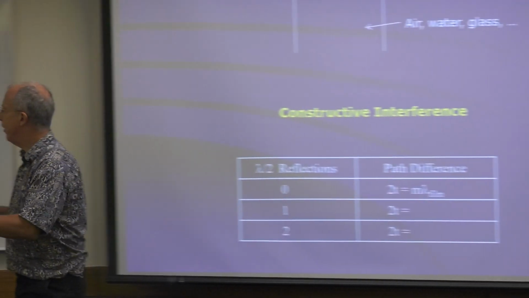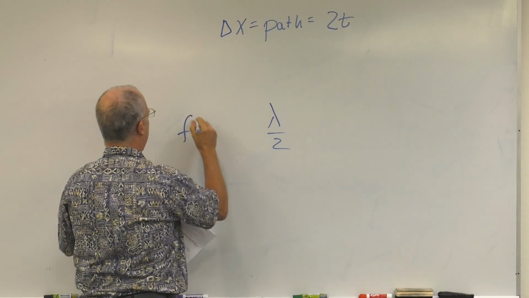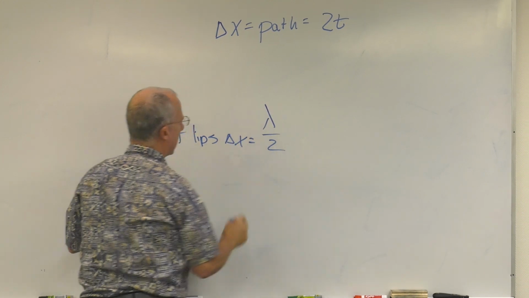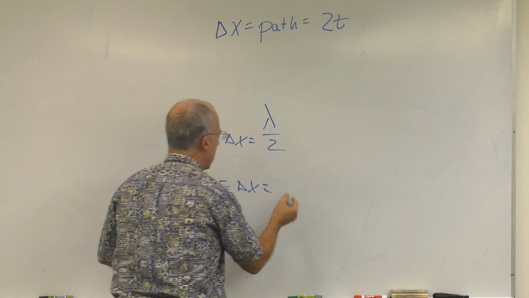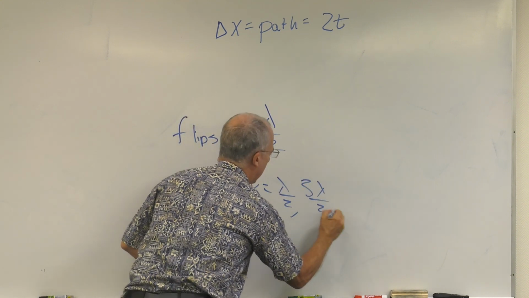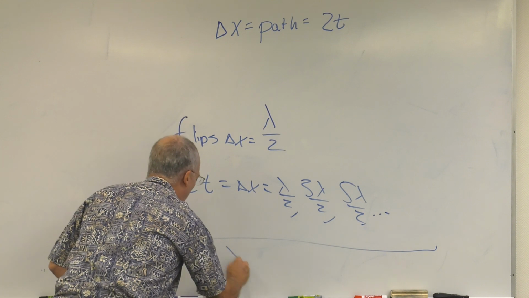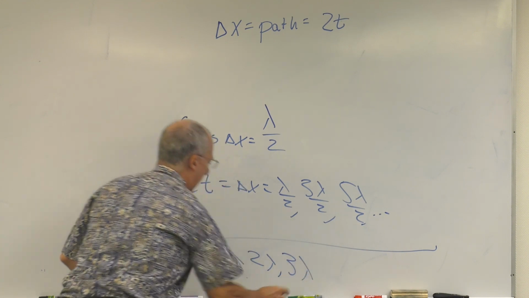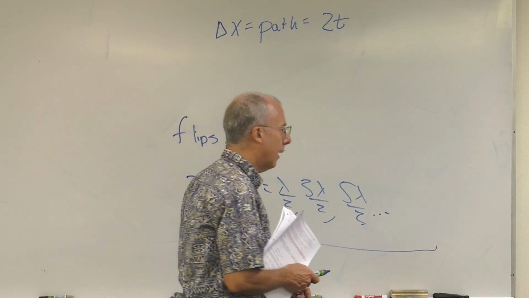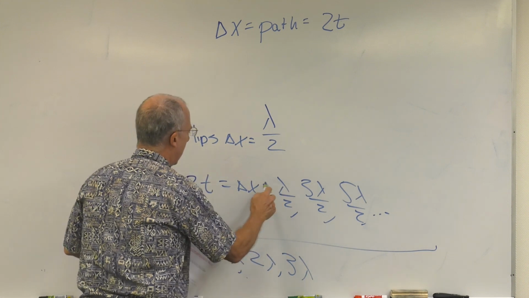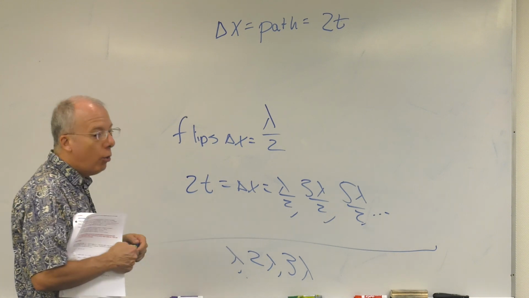The flips give you a delta x of a half. Now, if the literal path difference, the 2t, is a half a wavelength, or 3/2 wavelengths, or 5/2 wavelengths, what's the total? The total is going to be 1, 2, or 3 wavelengths, and that's going to guarantee constructive interference. Agree? So what I'm saying is that 2t has to be a half, 3/2, 5/2. Now, we're going to write it in a cool way.